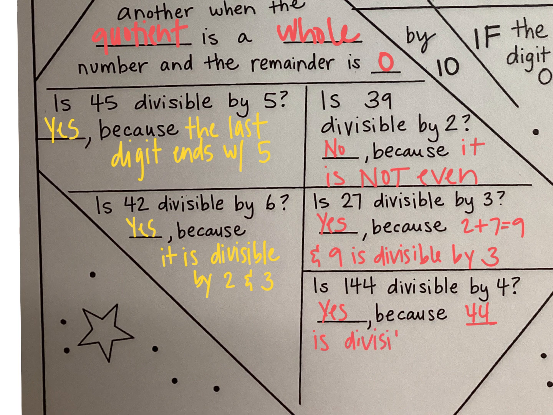This is what Susie was asking earlier. She said, is it the last 2 digits? No, it's not necessarily that the last 2 digits are each divisible by 4. It's the last 2 digits combined make a number that is divisible by 4. So it's not 4 and 4. We're looking at that as like 44 can be evenly divided by 4.